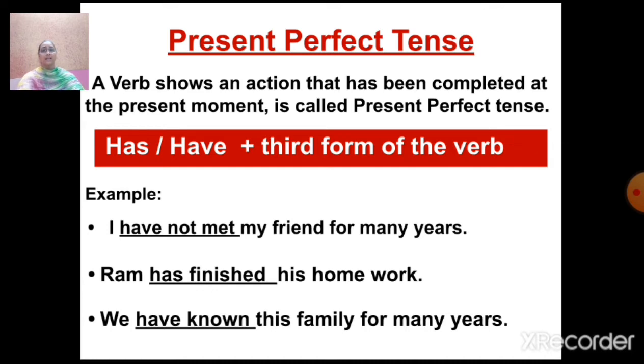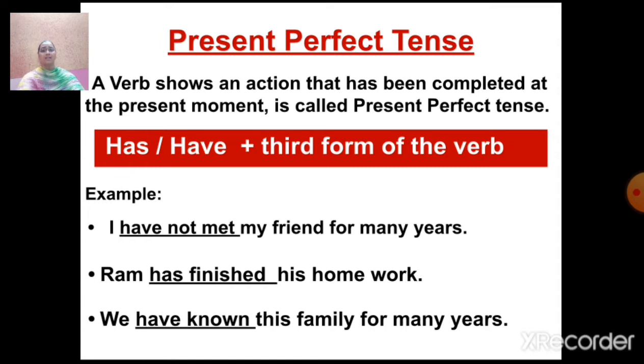Now let's see the next example. Ram has finished his homework. It means that the action he has completed just now. Now here, since Ram is singular, so we will use has and the third form of verb is finished.